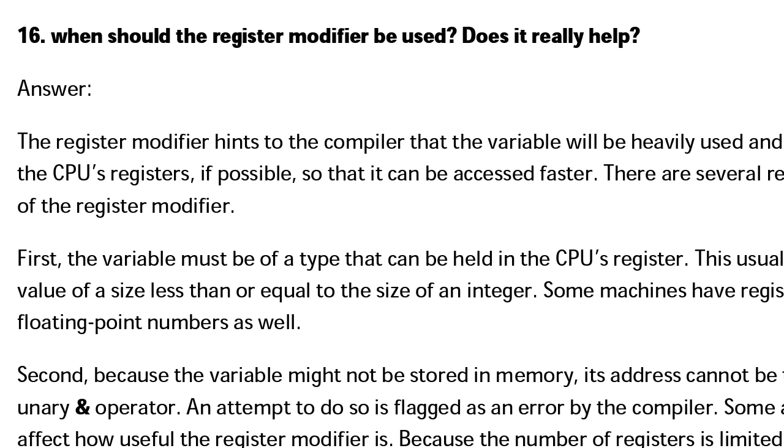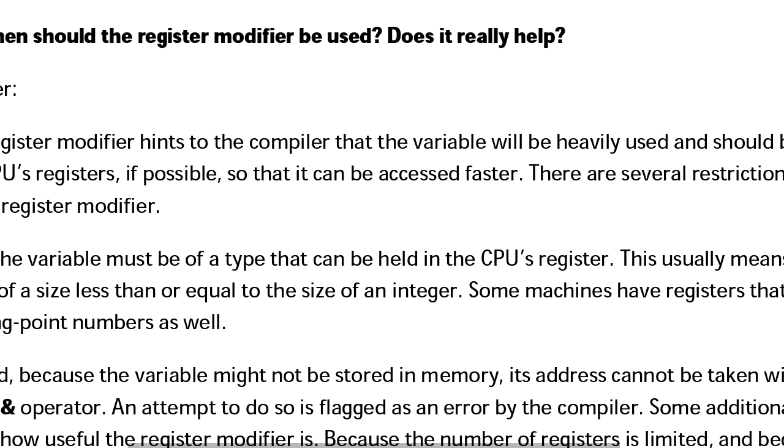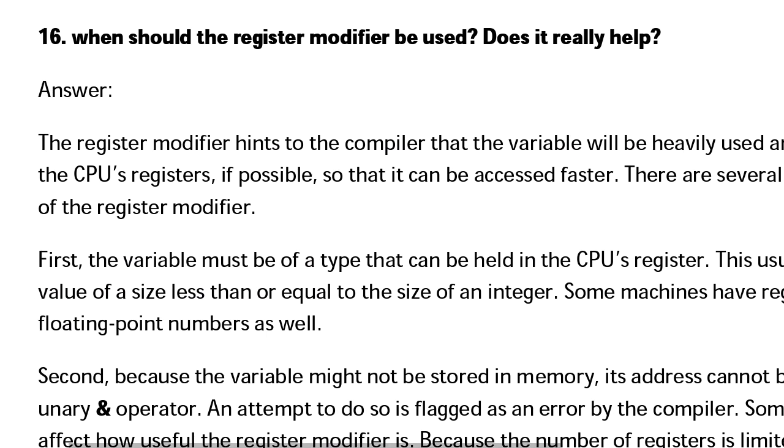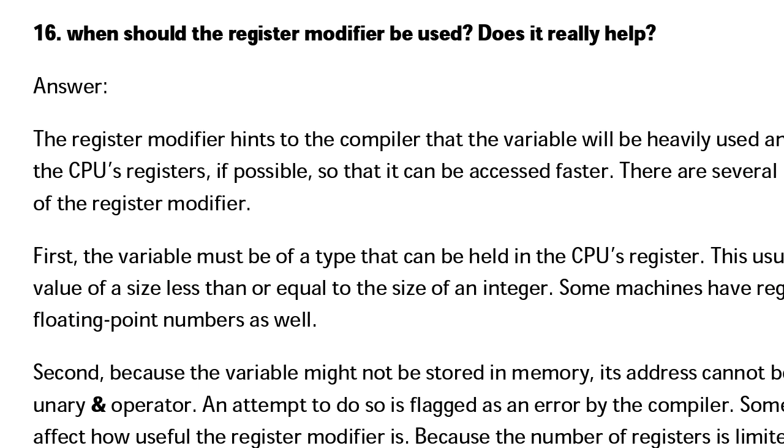There are several restrictions on the use of the register modifier. The first one is the variable must be of a type that can be held in the CPU's register. This usually means a single value of a size less than or equal to the size of an integer. Some machines have registers that can hold floating point numbers as well. Secondly, because the variable might not be stored in memory, its address cannot be taken with the unary AND operator. An attempt to do so is flagged as an error by the compiler.